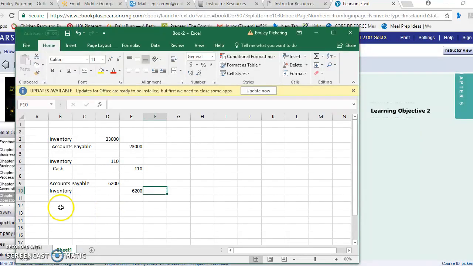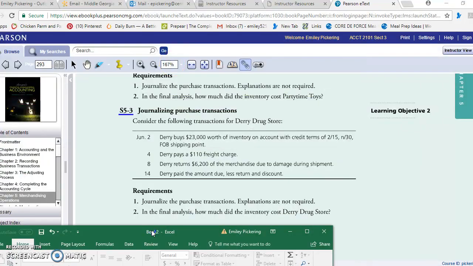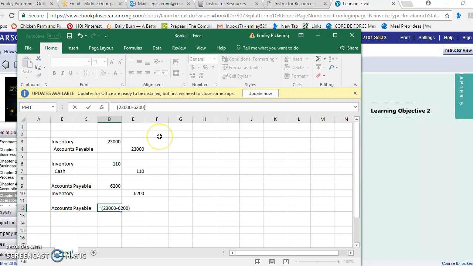So make sure when you calculate your discount that you're calculating it on what you still owe, not what you owed initially. So my accounts payable, it's going to be the 23,000 minus the 6,200 that I just returned. Also, I'm within the discount period. So how much was our discount? Our discount was 2%, so I'm going to multiply this by 98%.